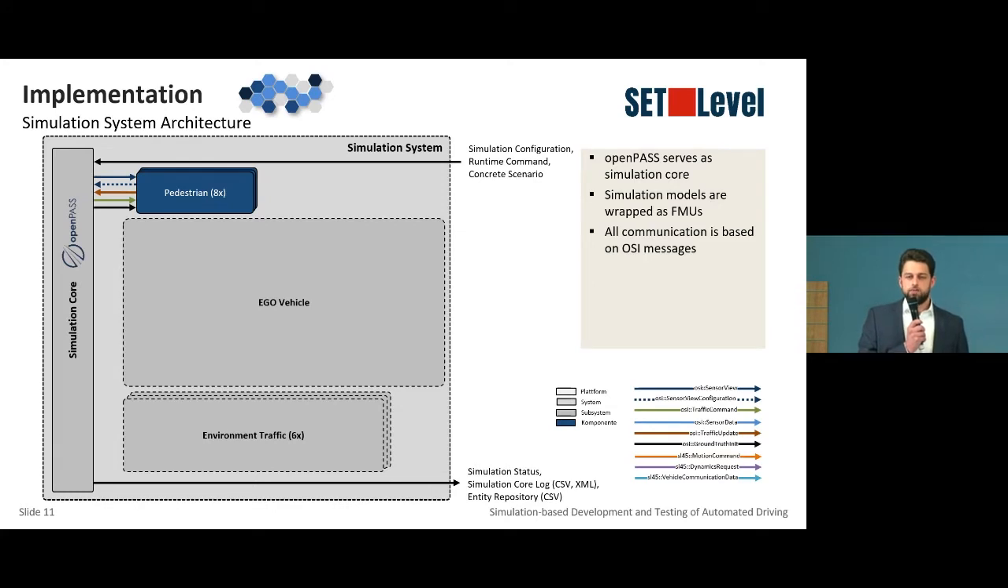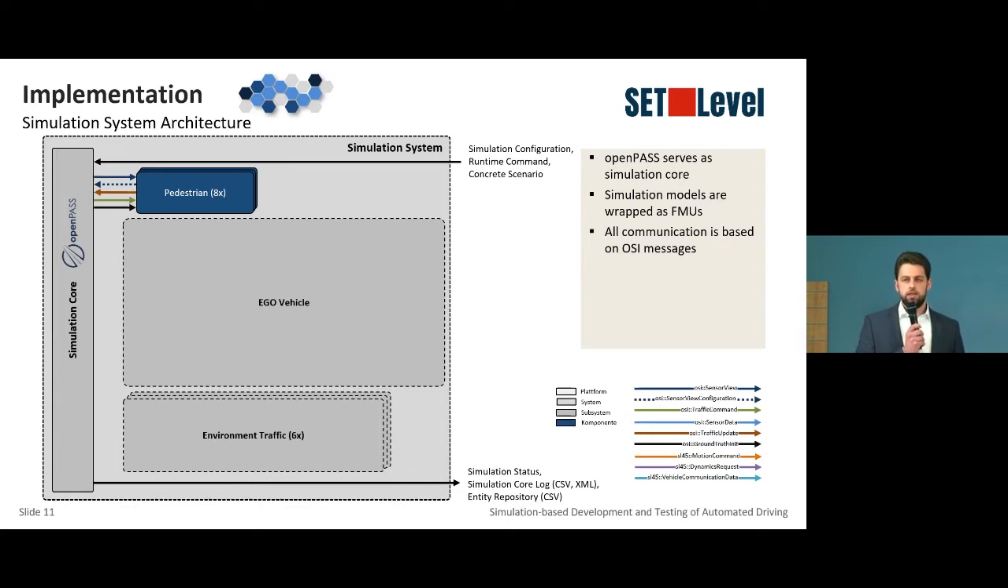In the same way as we included this pedestrian in the simulation setup, we also include the other models. We always rely on the FMI standard and we heavily depend on the OSI standard, which made it possible to develop the models more or less independently of OpenPath and in the end plug everything together for the actual execution.